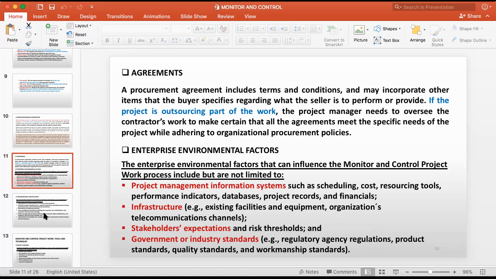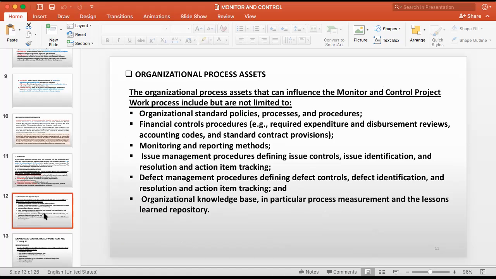Whatever the rules and regulations in your company, that should be satisfied: the government regulation, industry standards, and everything. So they are on top of that. You have to have these external environmental requirements to satisfy by your project. So all these things you have to consider. That is the enterprise environment factors. That is a very important input.